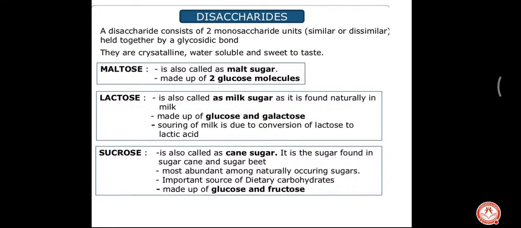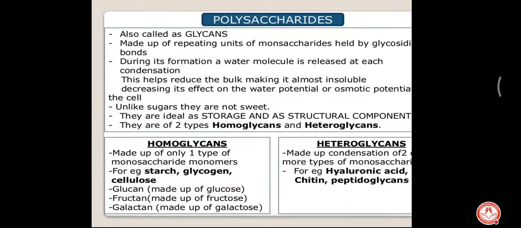For example, maltose, also called malt sugar, made up of two glucose molecules. Lactose, also called milk sugar, found naturally in milk, made up of glucose and galactose, meaning lactose on hydrolysis gives glucose and galactose. Souring of milk is due to conversion of lactose to lactic acid. Sucrose, also known as cane sugar, obtained from sugar cane. It is a sugar found in sugar cane and sugar beet, most abundant among naturally occurring sugars, an important source of dietary carbohydrates, made up of glucose and fructose.